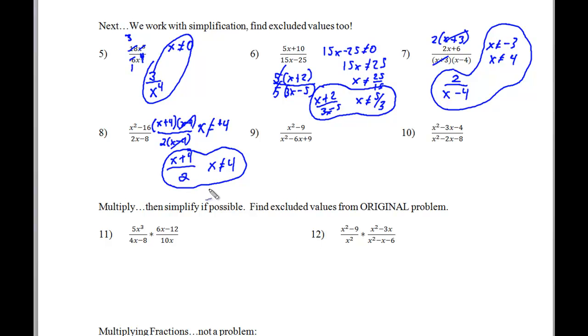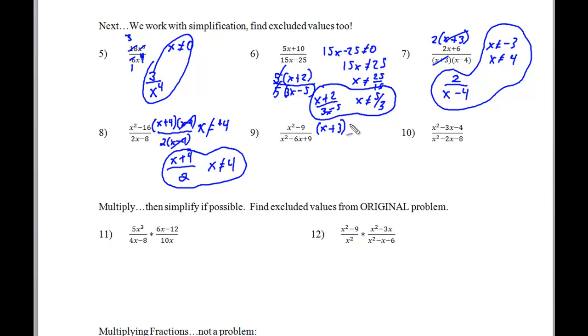Now you'll notice that in our denominator here, there really is no problem, but if there is an x in the denominator at the start of the problem, we have to include that in our excluded values. Just because it simplifies out of the denominator doesn't mean we can get rid of the exclusions we had in the beginning. Let's do some factoring before we find our excluded values here.